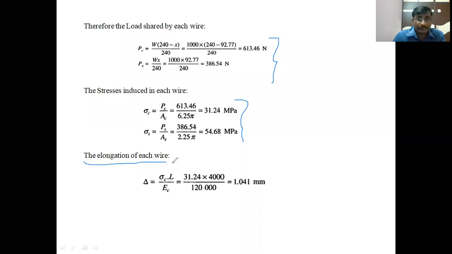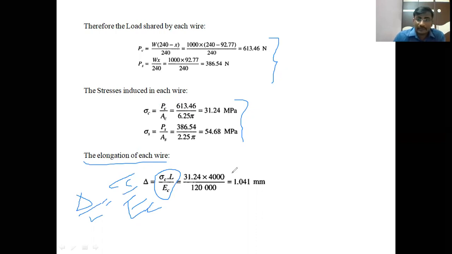Then the elongation of each wire. We can take either the steel wire or the copper wire, because the elongation of each wire is the same. This is from the basic equation: strain is equal to stress by Young's modulus. Delta by L is the strain, that is equal to the stress in the copper wire divided by Young's modulus for the copper wire. From Hooke's law, strain is equal to stress by Young's modulus.